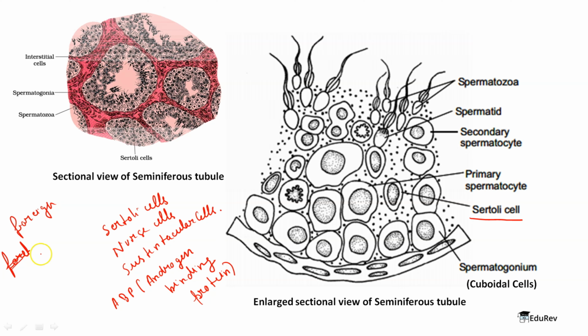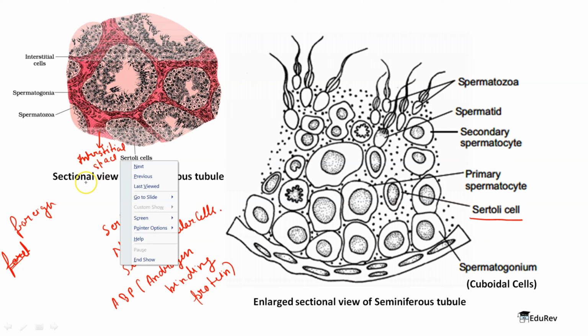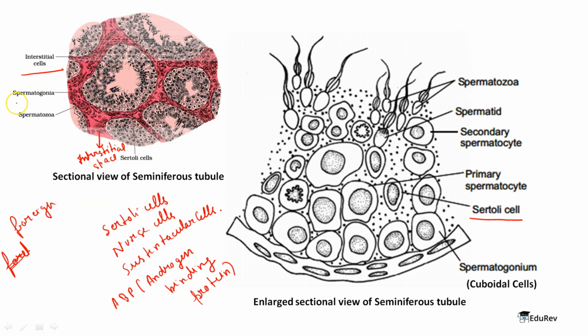The space between the two seminiferous tubules is known as the interstitial space, right? And a special type of cells present inside it are known as interstitial cells. These cells can also be called Leydig cells.